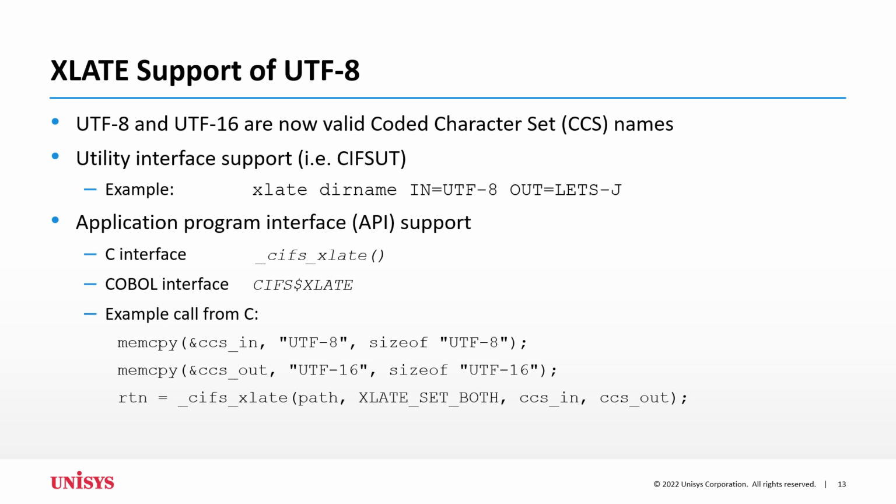SDF files written into the local directory use the in setting to convert data from the specified CCS name format into Unicode. Likewise, files read out of a translation-enabled local directory use the out setting to convert Unicode to the specified CCS name format. This slide shows an example of the CIFS Xlate command as well as a CAPI example call.